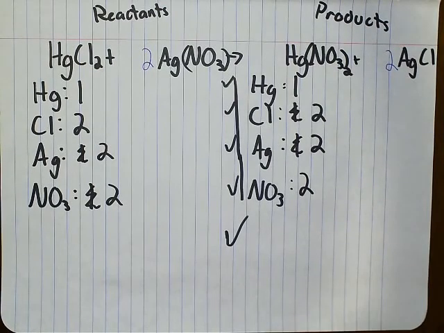And that's how you work with polyatomic ions. Just keep them together and keep track of them like you would any other atom, but keep track of them as a group.